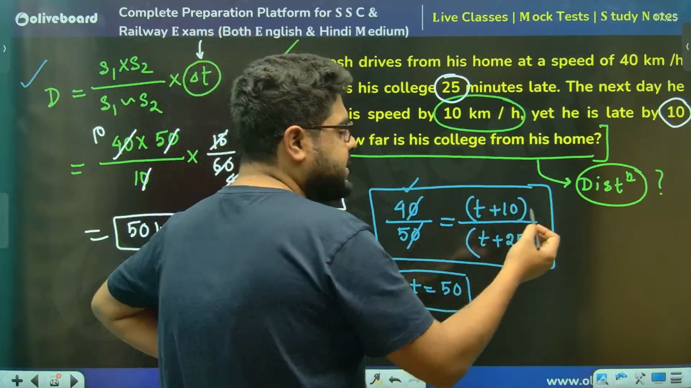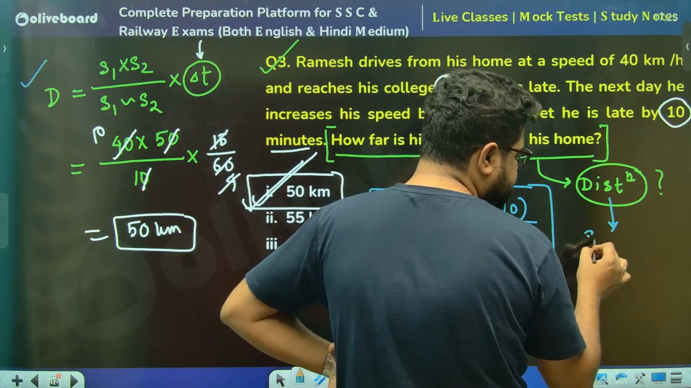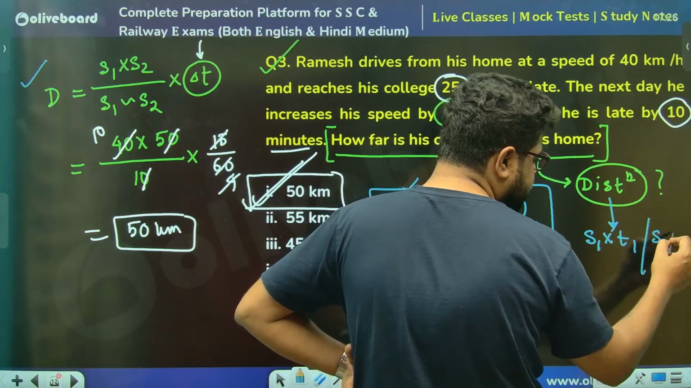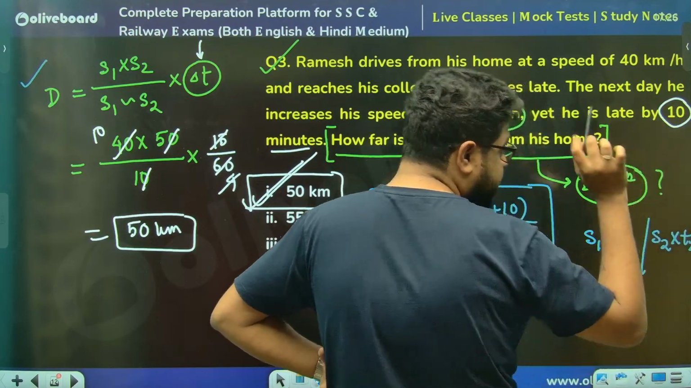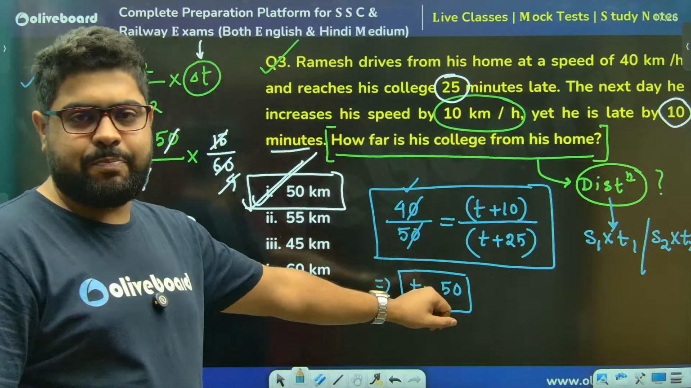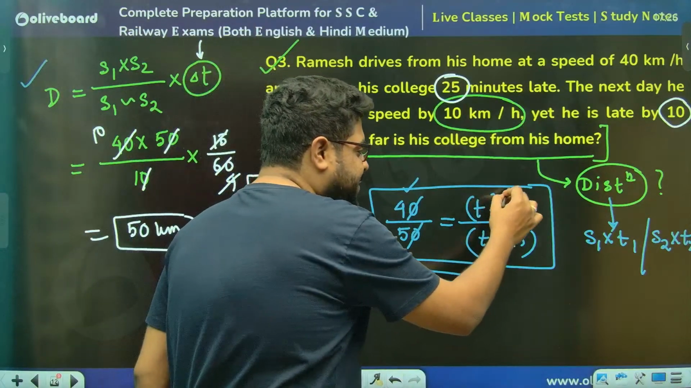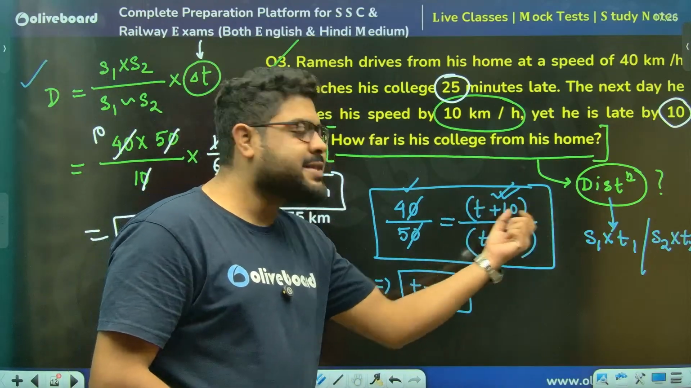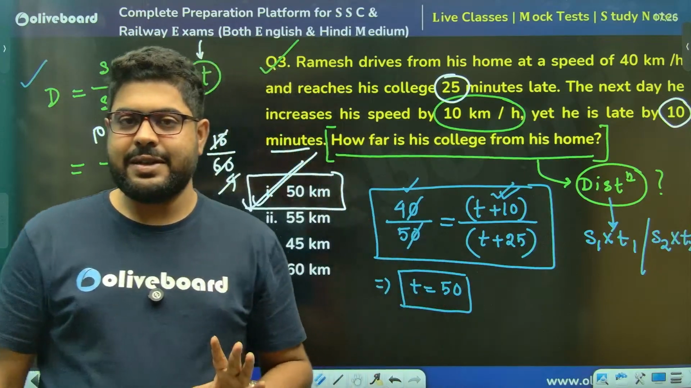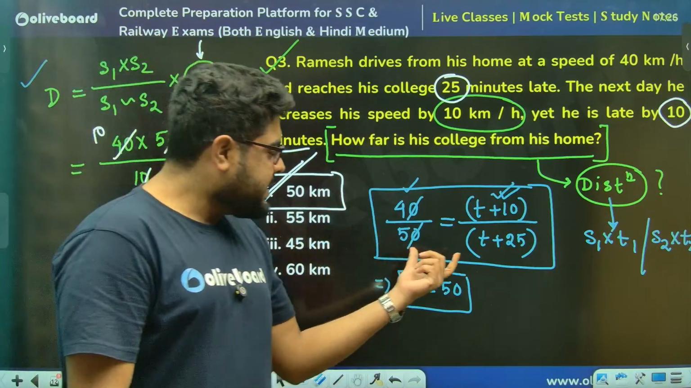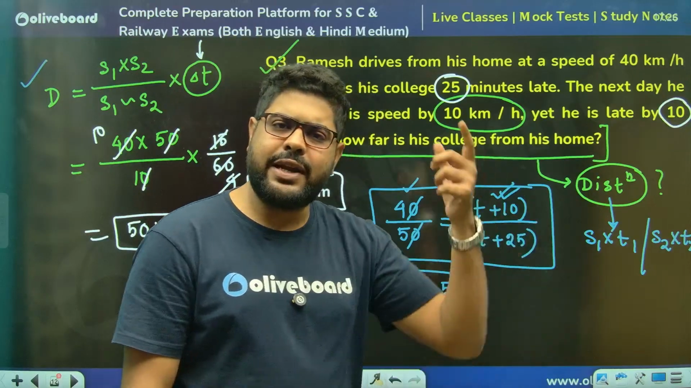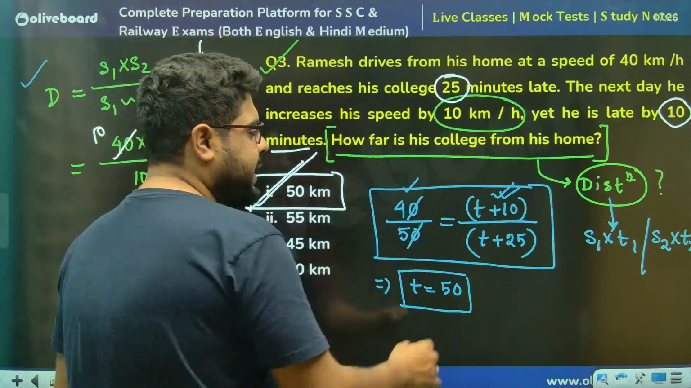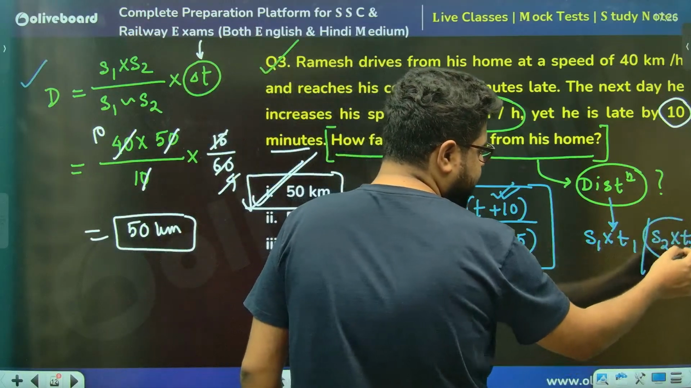Now I need distance. Distance is what, sir? Distance is S1 into T1. Or if you want, you can reuse S2 into T2, whichever is preferable. Look at this. I will always go with T2. Why? Because 50 I got, 50 plus 10, meaning 60, meaning 1 hour. I don't need to calculate. Whereas if I take this, that will be 75 minutes. If you divide by 60, calculation will be high. So I'll take S2 into T2.